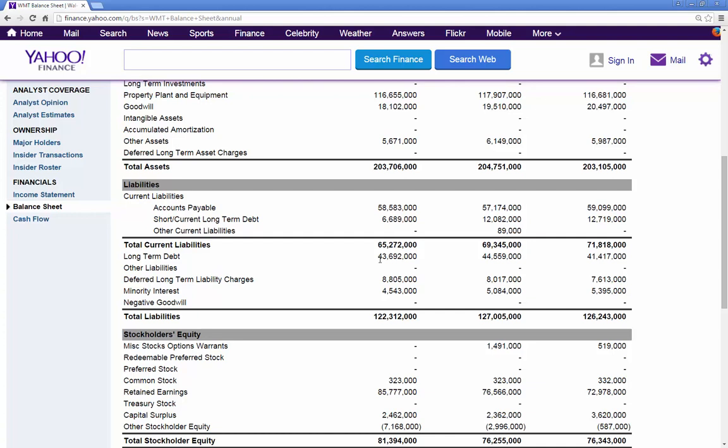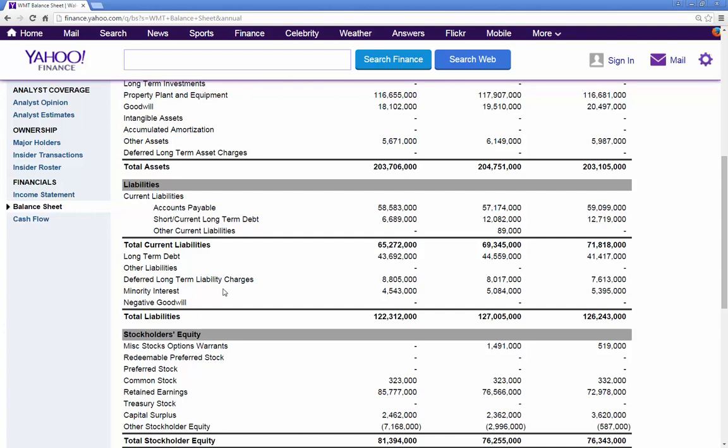Long-term debt, so those are bigger notes that don't have to be paid in this immediate year but are coming up over time, $43 billion. Other liabilities, they're not listing any. Deferred long-term liability charges, this is one of those line items that it looks like they have some expenses on their long-term debt that they've deferred to future periods.